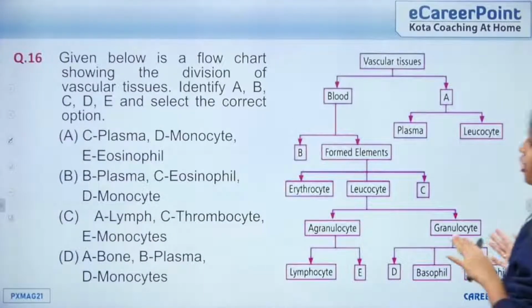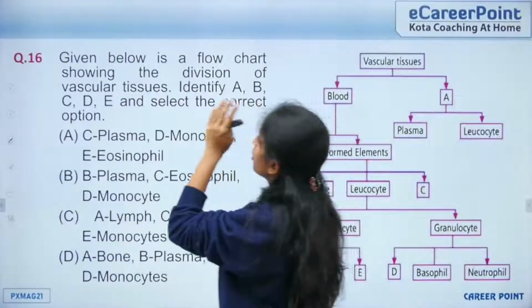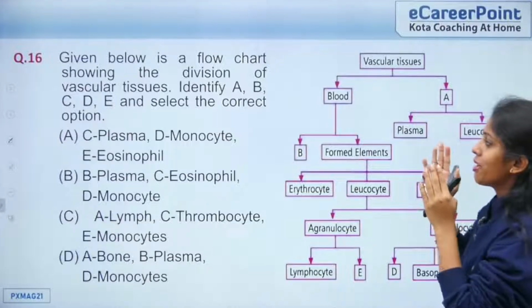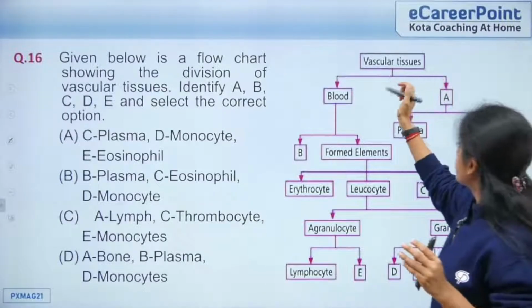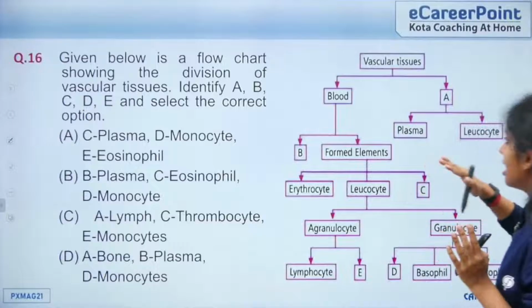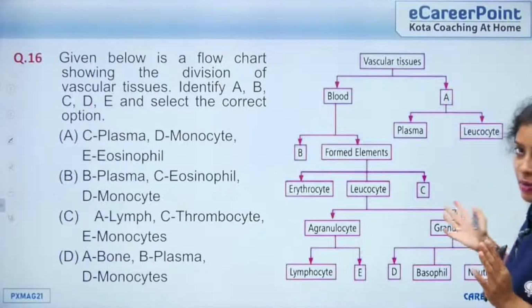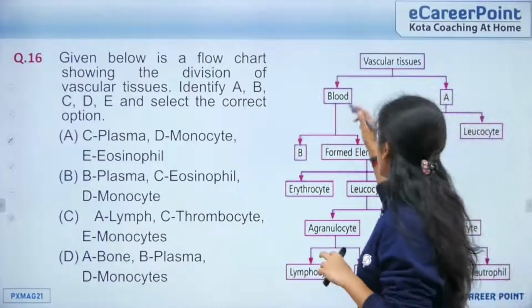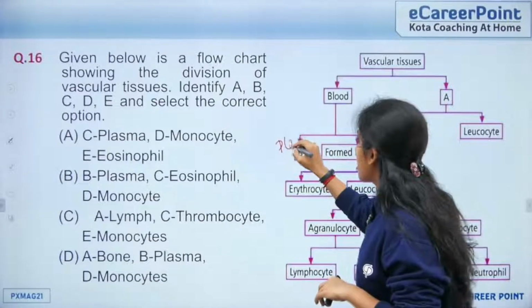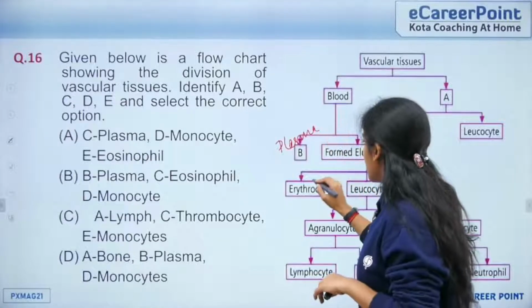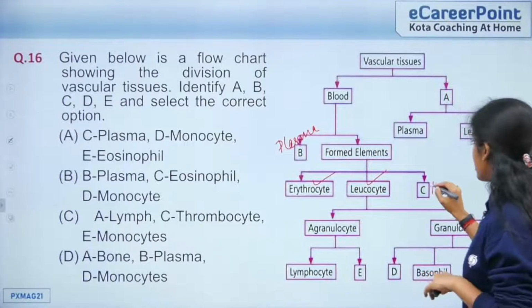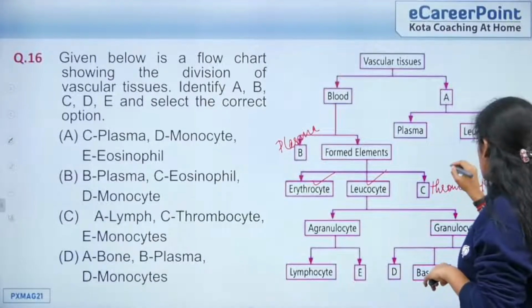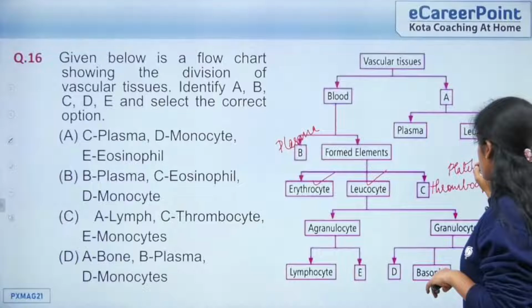This is from your Body Fluids and Circulation. Given below is a flow chart showing the division of vascular tissues. You have to identify A, B, C, D. Vascular tissues are divided into blood and another component. What is A you have to find. We go with blood since we are very clear with blood in this chapter. Blood is divided into plasma and formed elements. Formed elements are your erythrocyte, leukocyte and thrombocyte or platelets. Your platelets are also known as thrombocytes, right?